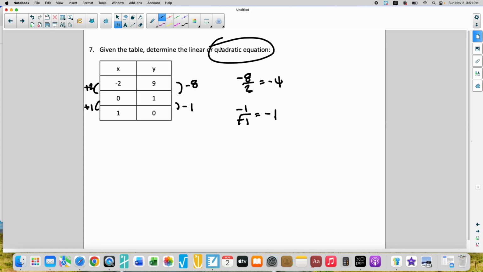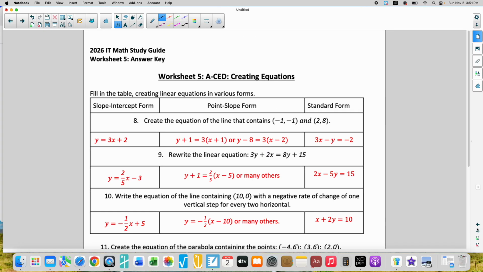because it's not linear. Linear equations would have a constant slope. This does not have a constant slope. Just making sure. I added 2, I added 1, I subtracted 8, and I subtracted 1. Yep, good. All right, let's check and see.